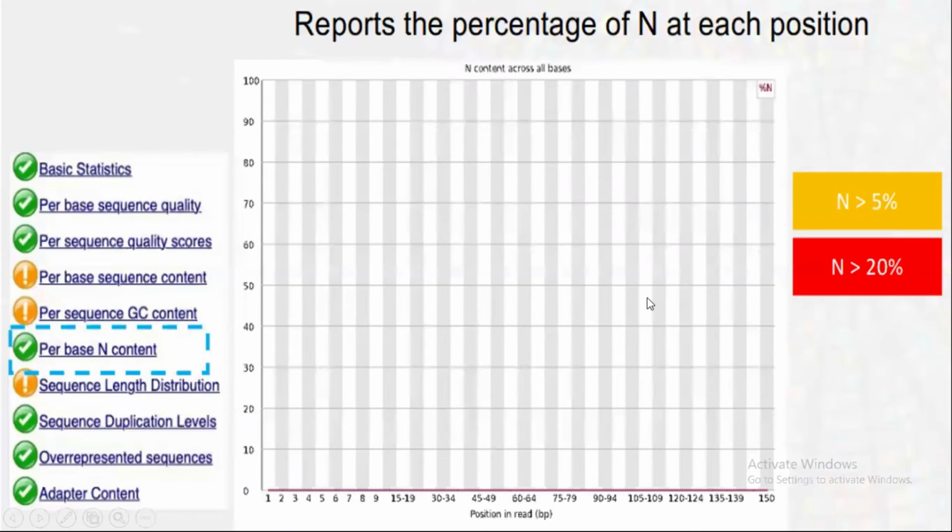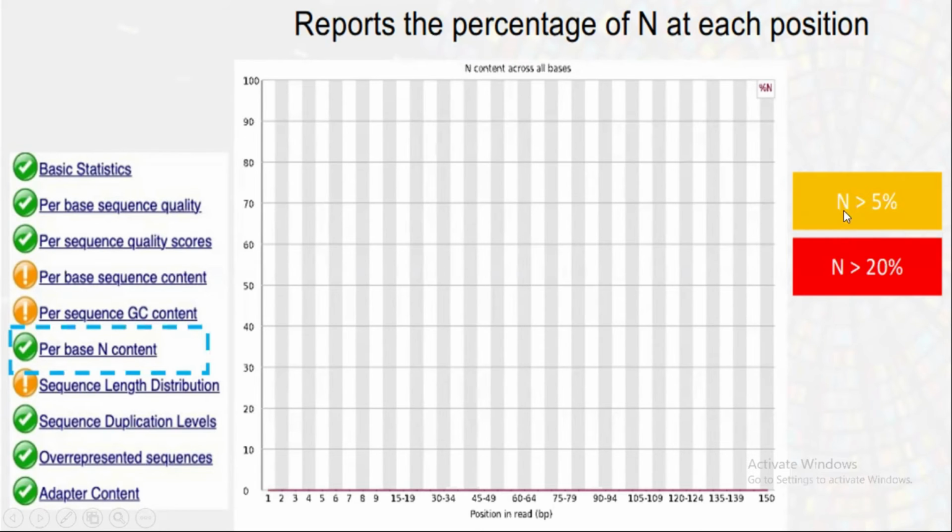So ambiguous calls are also very important to remove from our sequencing reads. Okay, so per base sequence N content. Now here, if you have no ambiguous calls in your sequence reads, this line will be flat, just like this. So from 1 to 150, there is no such N content.